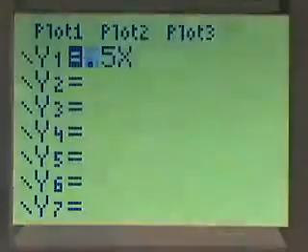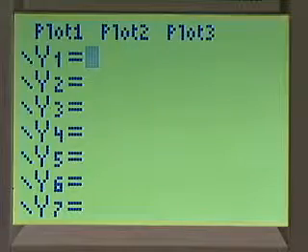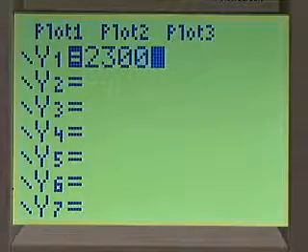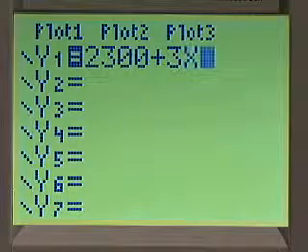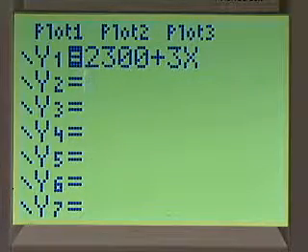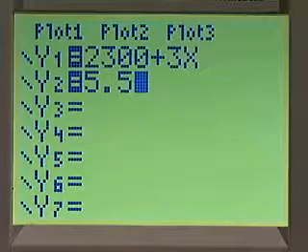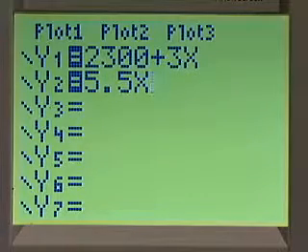We're going to put the cost function into y1 and the revenue function into y sub 2. And then we'll have to change our window in order to depict what's going on in the problem. So clearing out y sub 1, we end up inputting the cost function, 2300 plus 3x, and our revenue function is 5.5x. You could put 5.50 if you'd like.